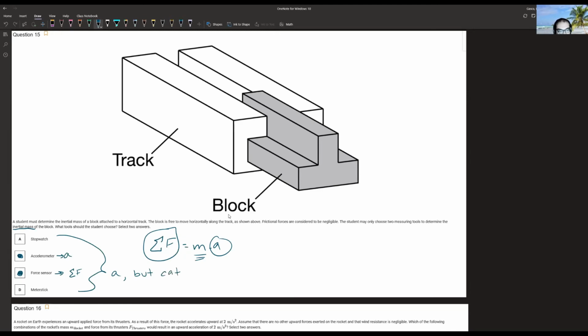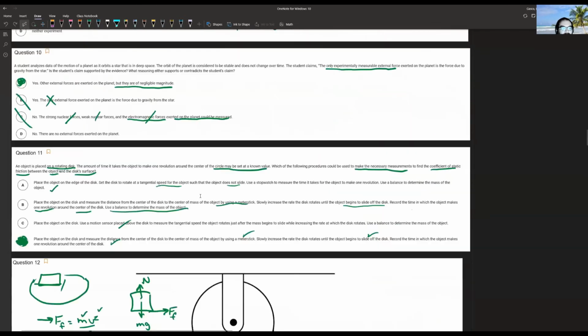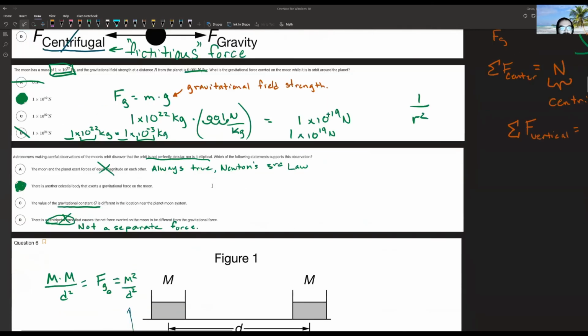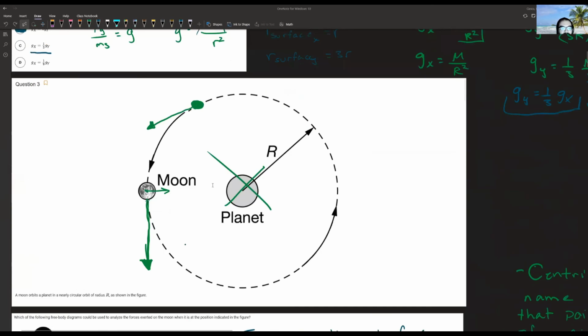I may be a little late to the question, but what's the difference between inertial mass and mass? Okay, so inertial mass and gravitational mass. There's actually two different kinds of masses, but what we find out is that they're basically the same and we just call them mass.